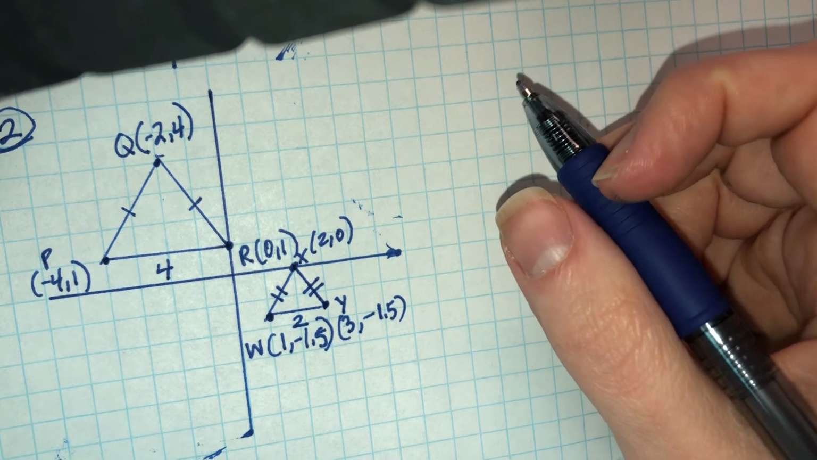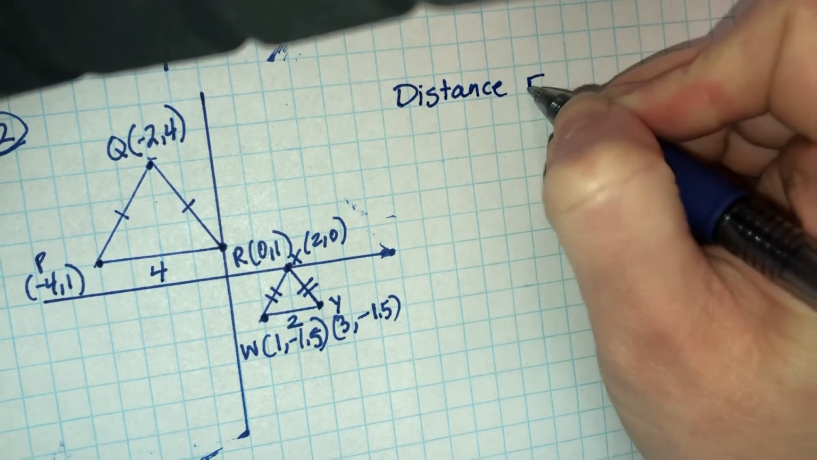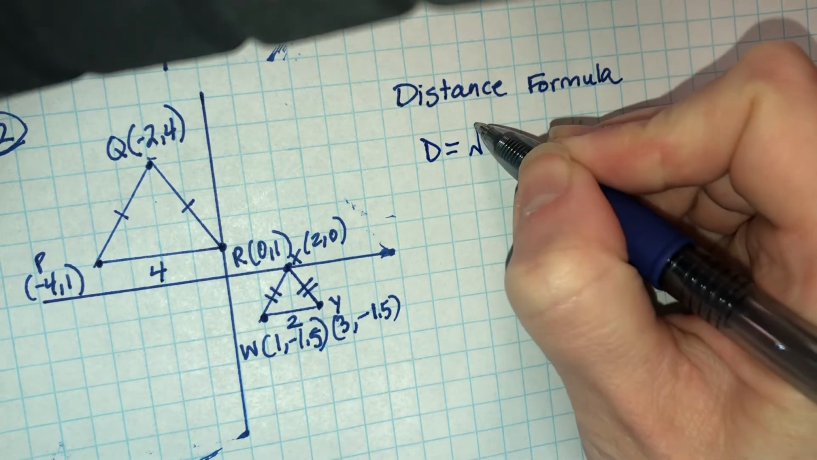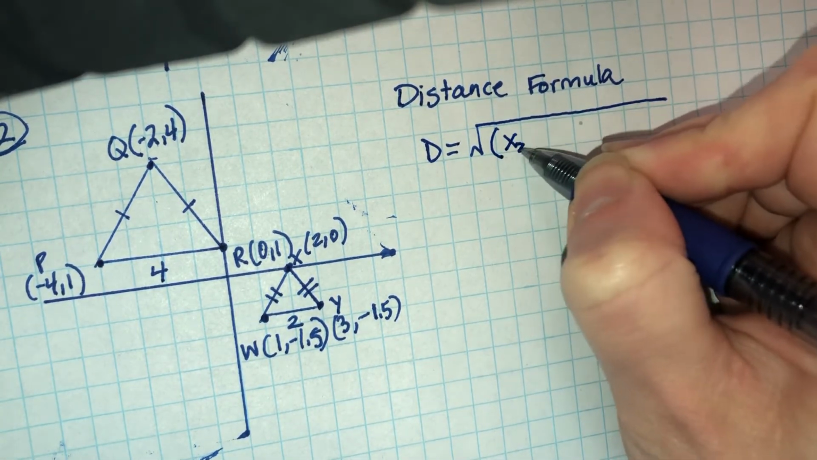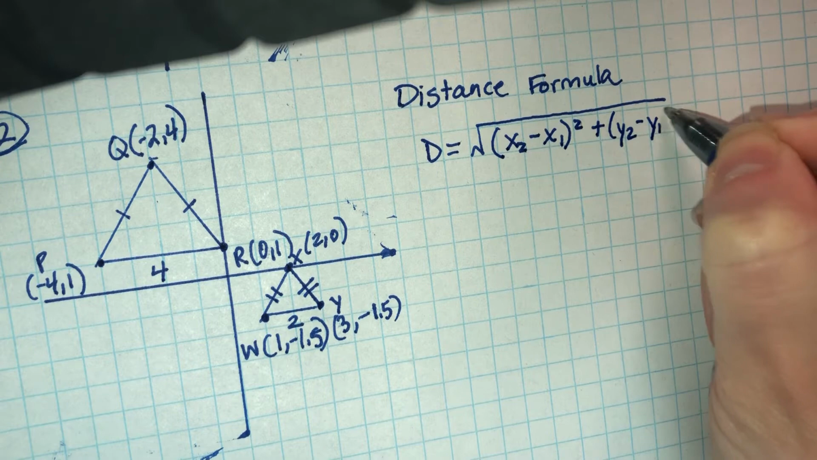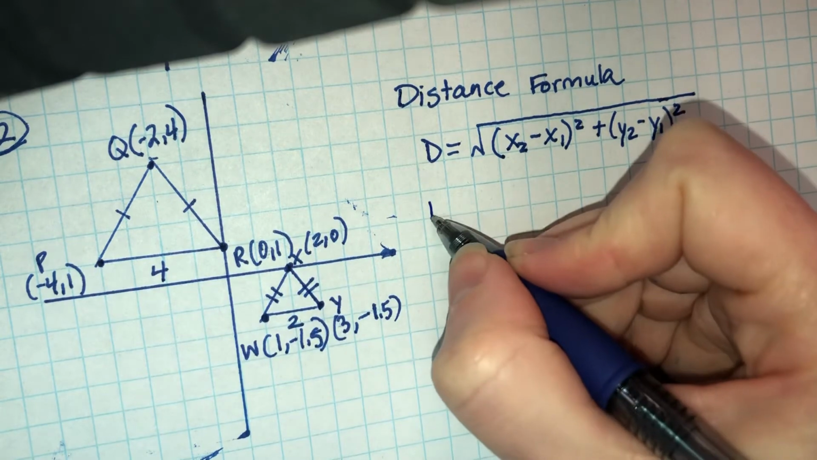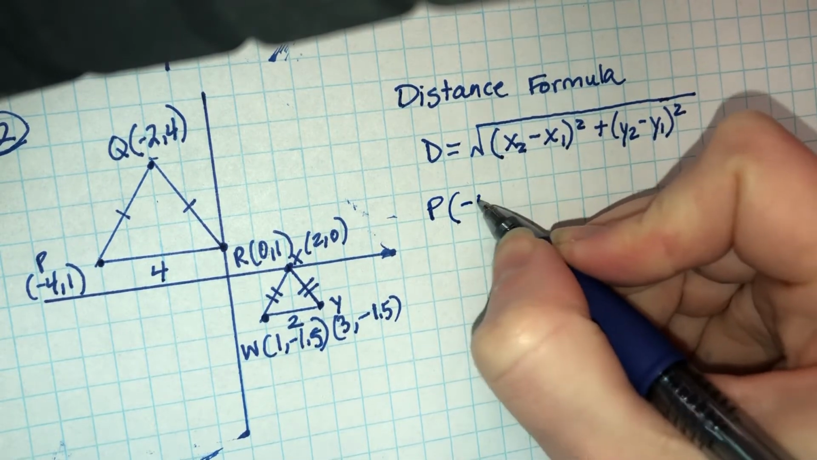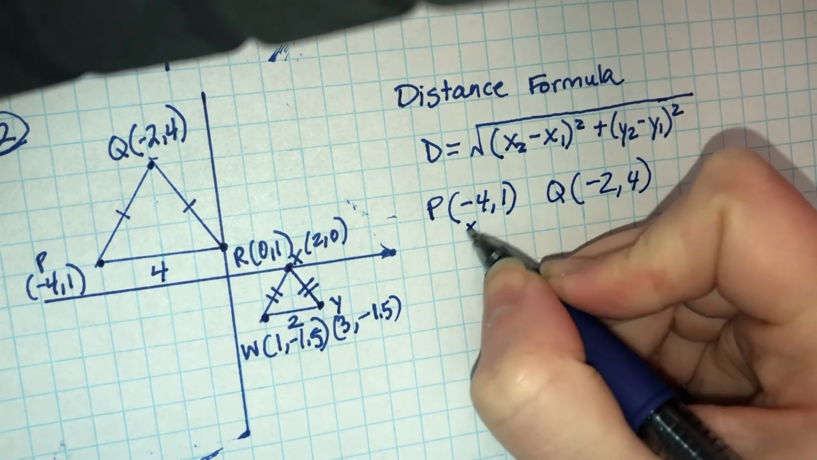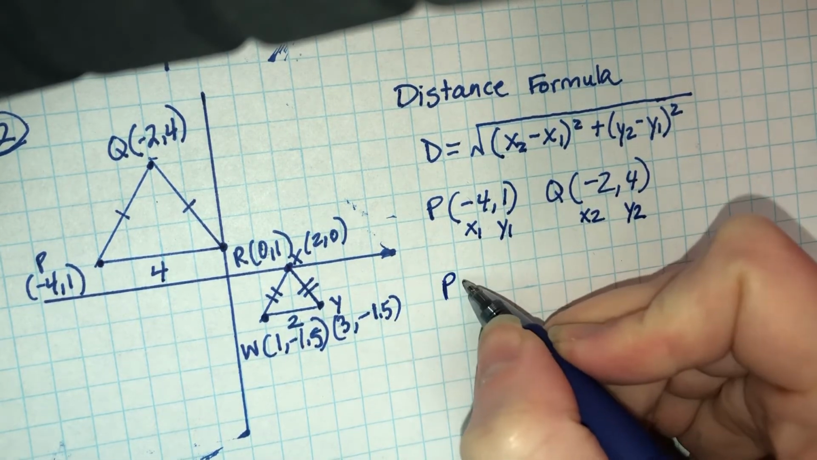So let's use the distance formula. We haven't used that in a while. We learned this in the fall semester. Distance is equal to the big long square root of x2 minus x1 squared plus y2 minus y1 squared. So let's find the distance from P to Q. P is at -4, 1, and Q is at -2, 4. So we'll label the points x1, y1, x2, y2, and we'll put them in the distance formula.